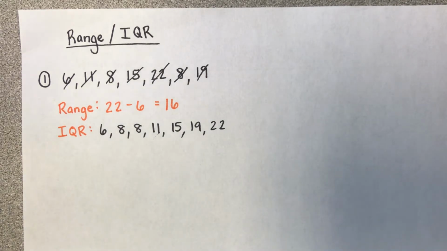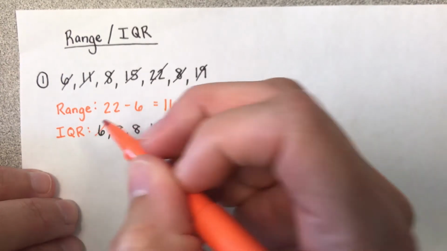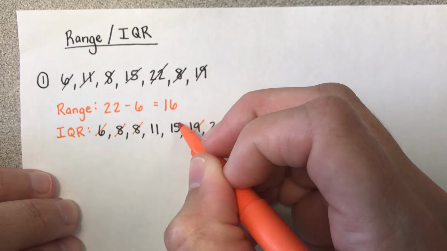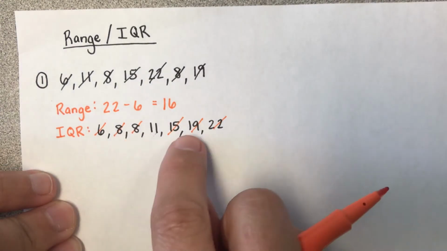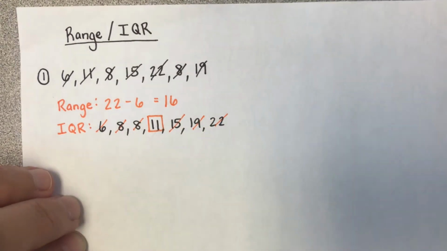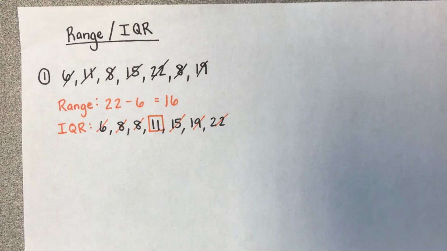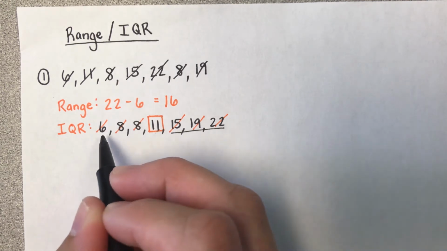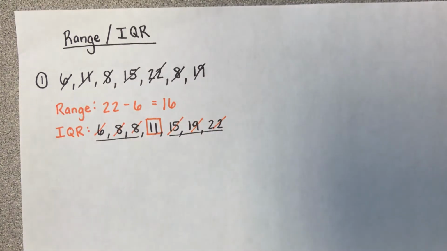Remember, the median is that number in the middle. So I need to find the number in the middle of my set of data. Okay, so gone, gone, gone, gone, gone, gone. So I got 3 checked off here, 3 checked off here, so I can see that my median is 11. Now, you need that information, but it's not the answer. Okay, you just need that so that you can break up your numbers into an upper group and a lower group.